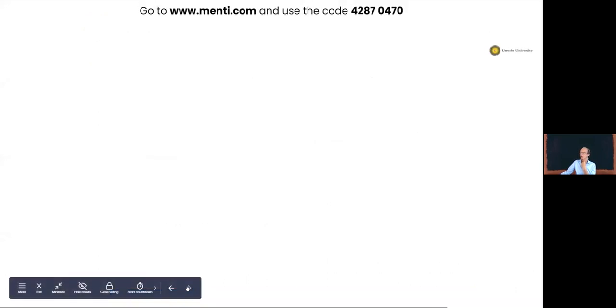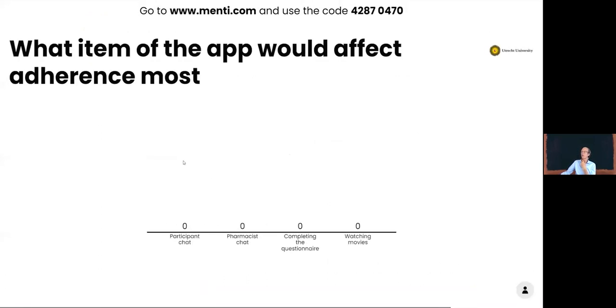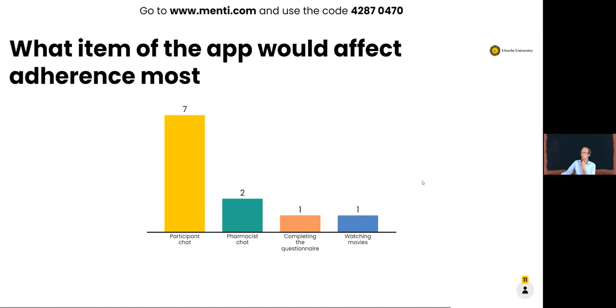And I want to ask you, okay, what item of the app would affect adherence most? So using what item would affect adherence most? Is that chatting with each other, so with other participants, chatting with the pharmacists, completing the questionnaire on your symptoms, and you also get a graph of how your symptoms would proceed, or watching the movies? So it's interesting. You get the idea that it's actually talking with each other, with the other participants, maybe also with the pharmacists.